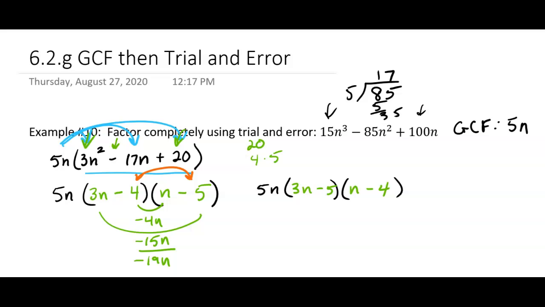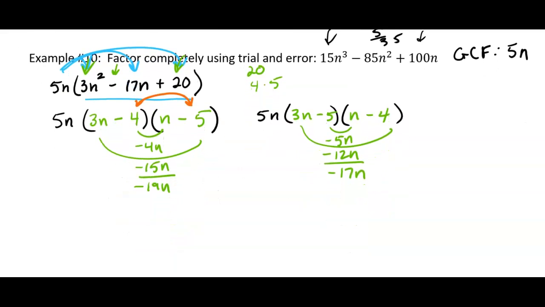Okay, so negative 5n and negative 12n. Okay, that's good. That's a negative 17n, so 2 tries and I got it. Sometimes it takes more than 2 tries to get the answer, but we have it now. 5n times 3n minus 5 times n minus 4.